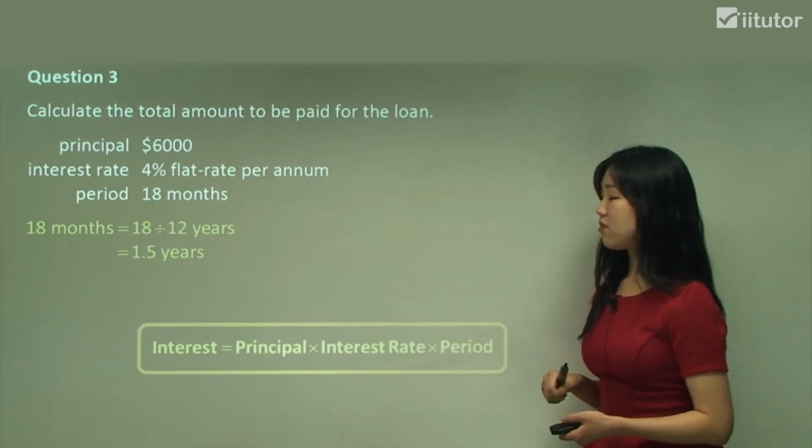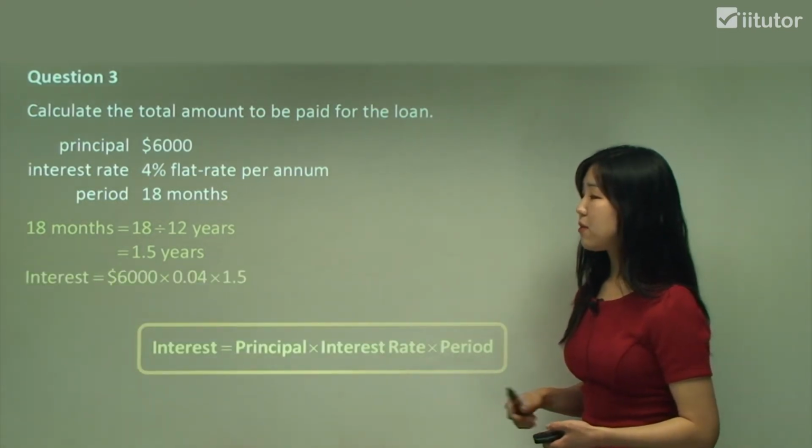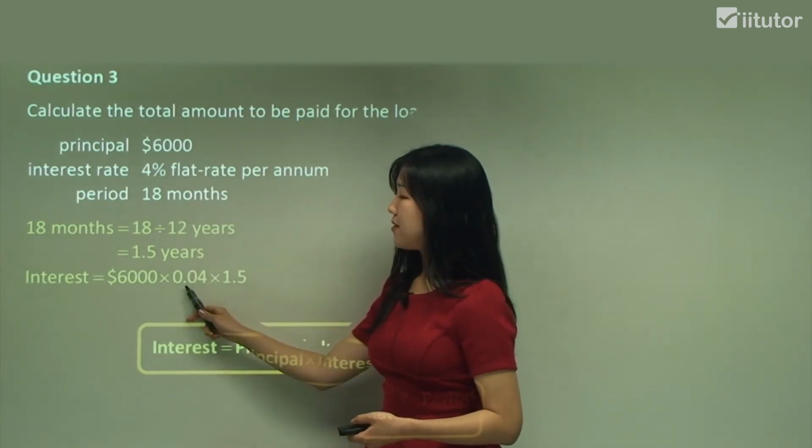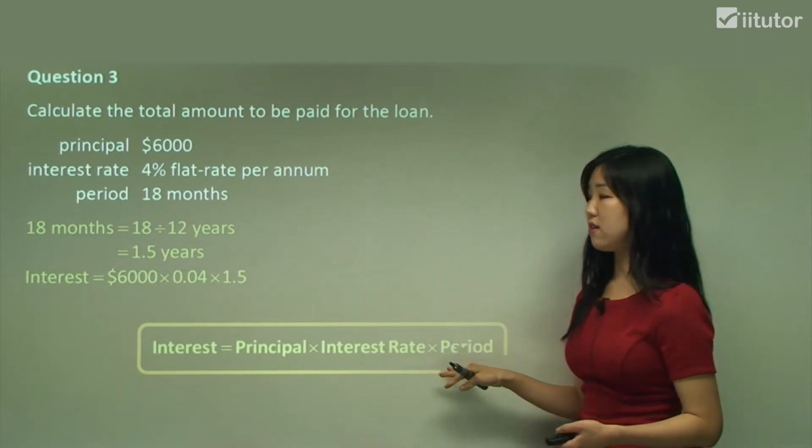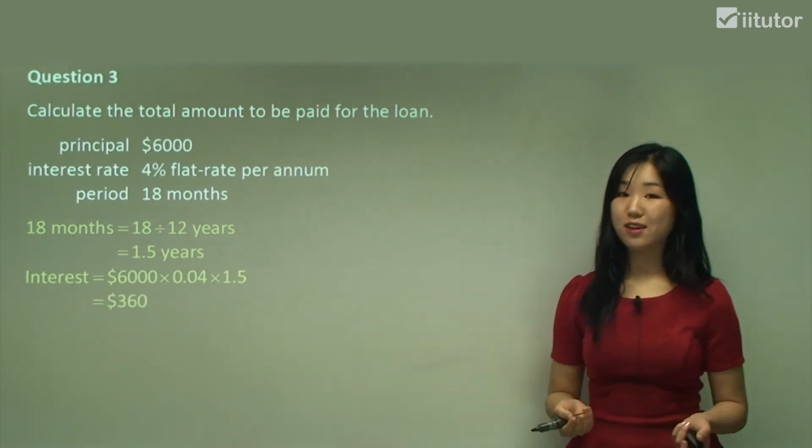So let's find interest using our formula again. Multiply the principal, the rate, and the number of periods, which is 1.5, that we've just converted. And you should get $360.